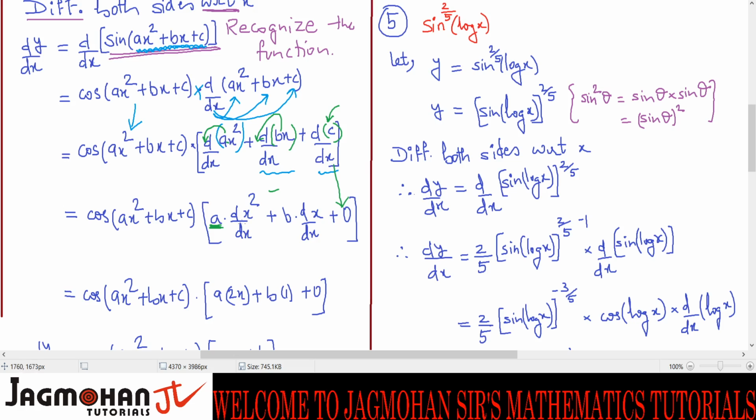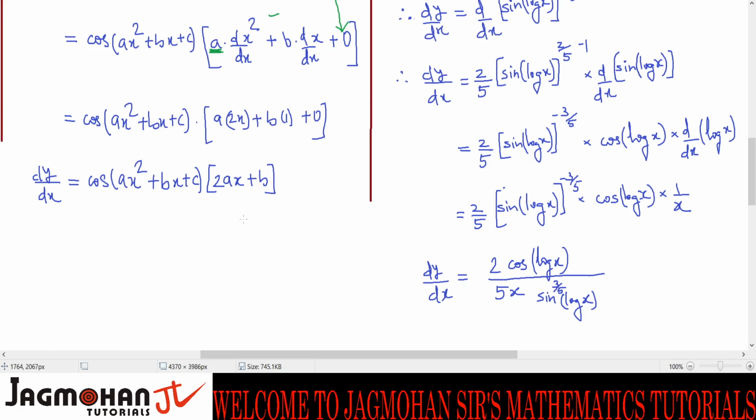So a is out, d by dx of x square you wrote. You all know what is d by dx of x square. D by dx of x square is 2x. So it is a into 2x. D by dx of x is 1 and this is 0. So 2x into a is 2ax plus b, and here you have the answer. I did not speak much about the first factor because it is copied as it is. Okay, so I hope you understood this thing.